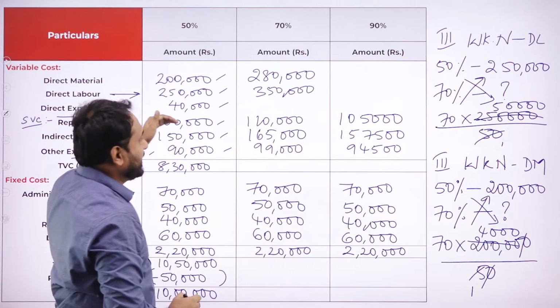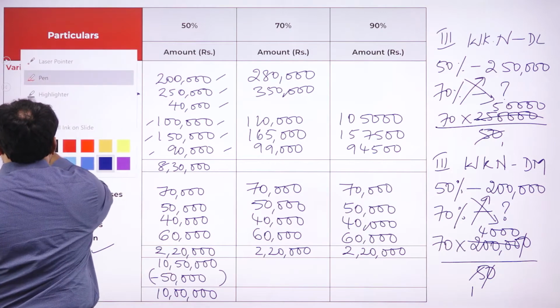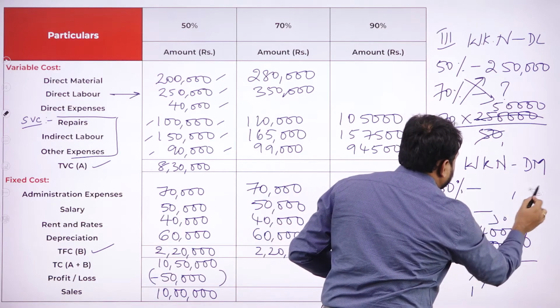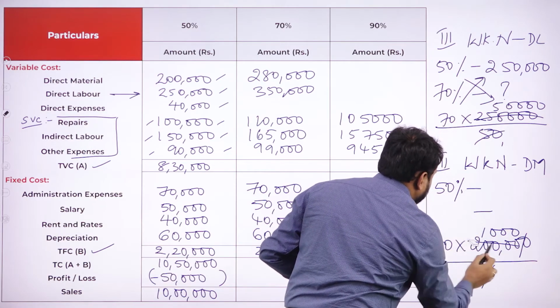The same way here, direct expenses. Let's go with the direct expenses one. We'll delete this for direct expenses.